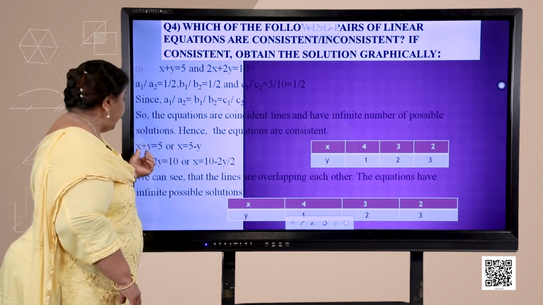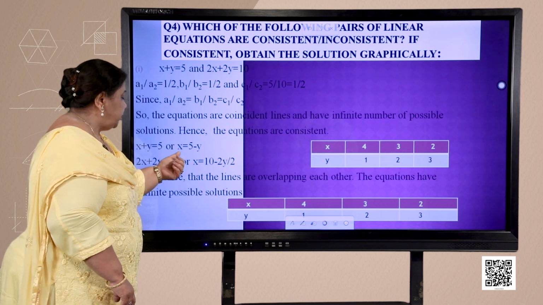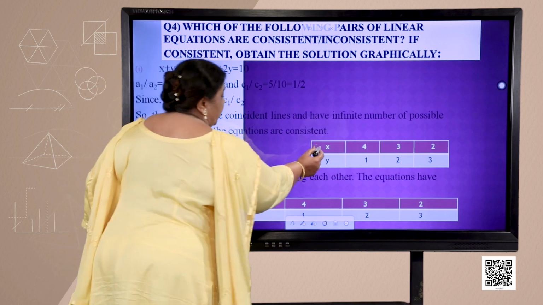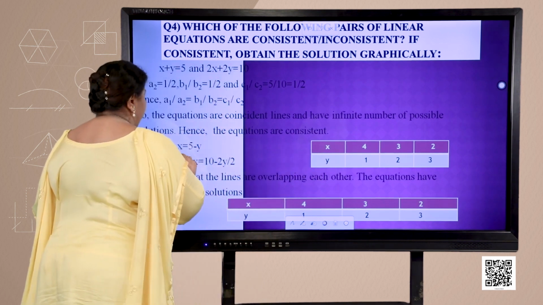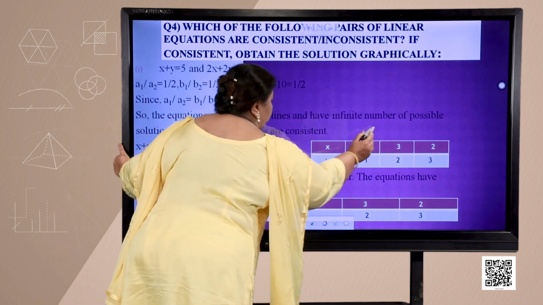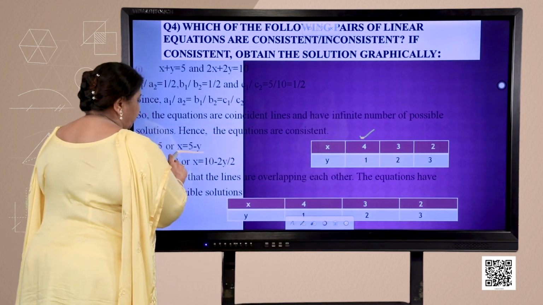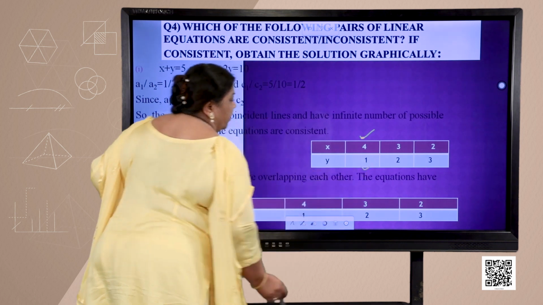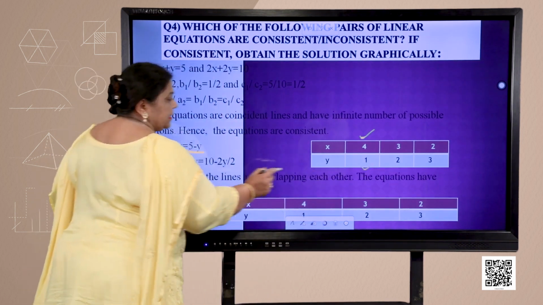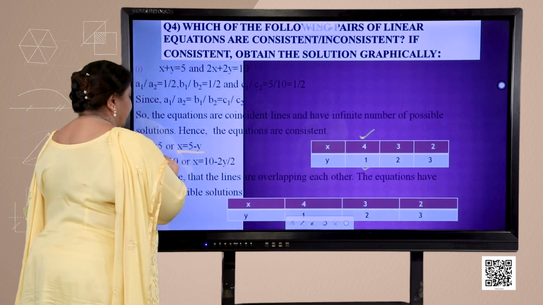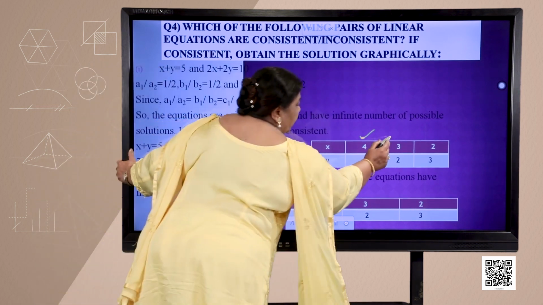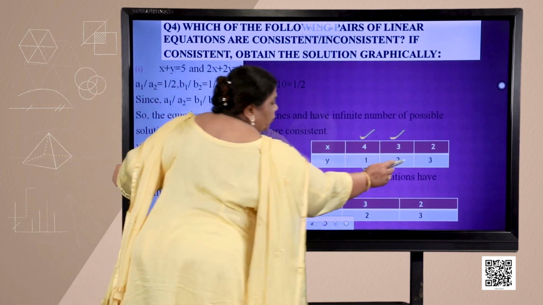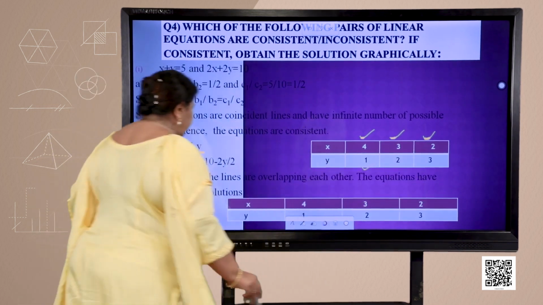For finding values, x plus y is equal to 5, so x is equal to 5 minus y. For this, let me take the value of x and y. If I take the value of x as 4, look here, we have 4 is equal to 5 minus y, so y will be 1. When I take the value of x as 3, obviously the value of y is 2. And likewise, if we take the value as 2, we get the value of y as 3.